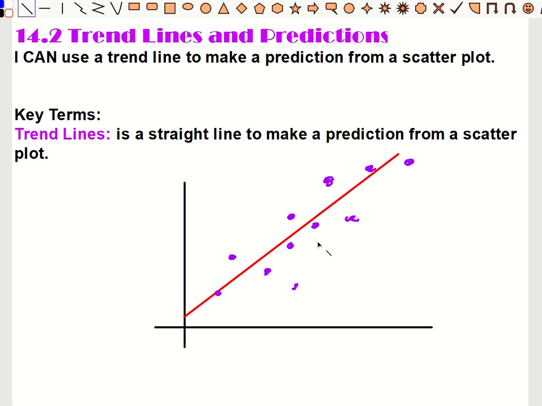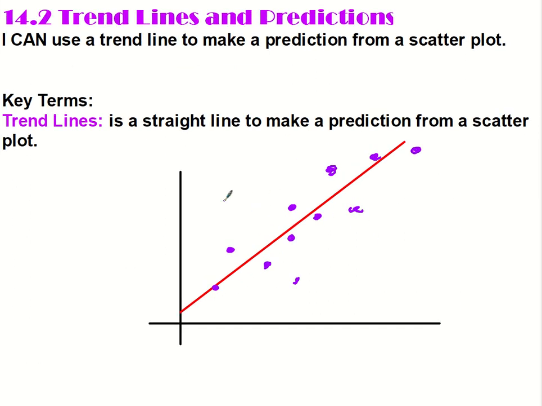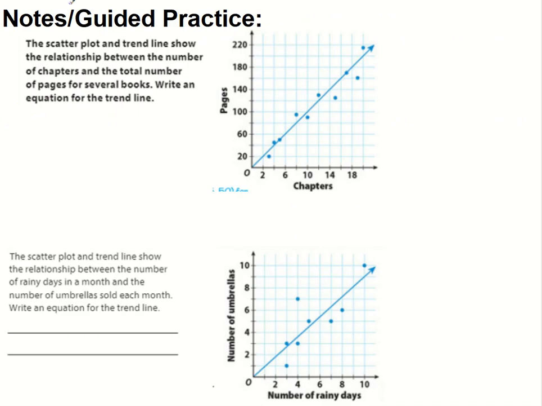Now, I don't have any data actually on the line, and that's okay. I'm not trying to hit these points. But what I'm doing is I'm drawing a line that shows the direction the data is moving, and then I use that line to represent the data and to make predictions about other data points. So this is called a trend line of a scatter plot.